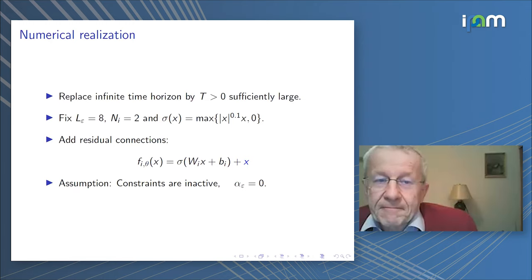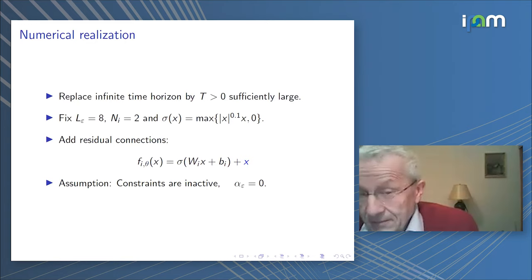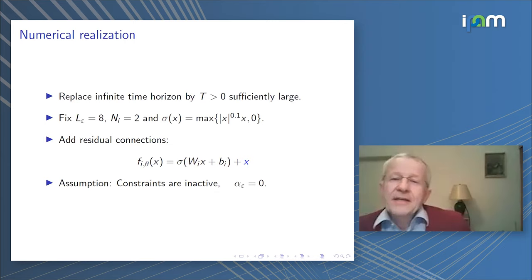In our numerical realization, we had two phases. We had to train the feedback function, and we have to validate the feedback function. In the training phase, we are not solving infinite horizon problems, but we solve finite horizon problems with T sufficiently large. We take eight layers. Each layer is n2/2. Sigma is a ReLU function, which is a little bit regularized.